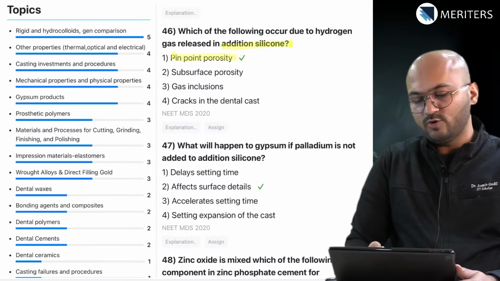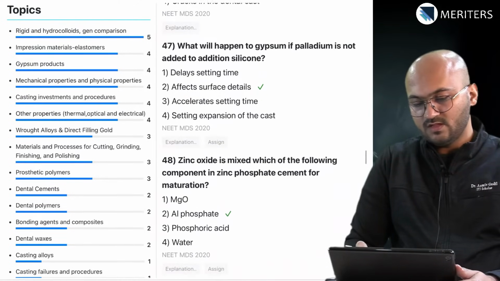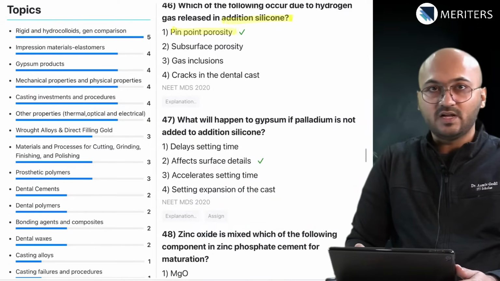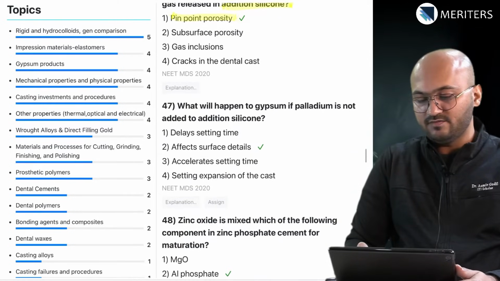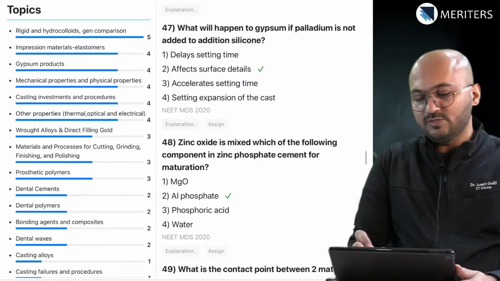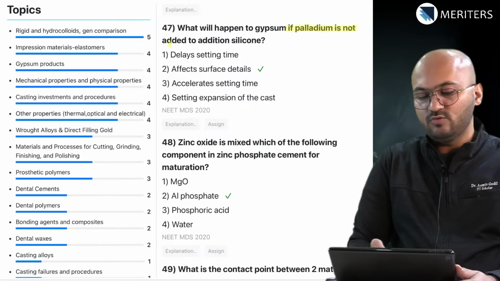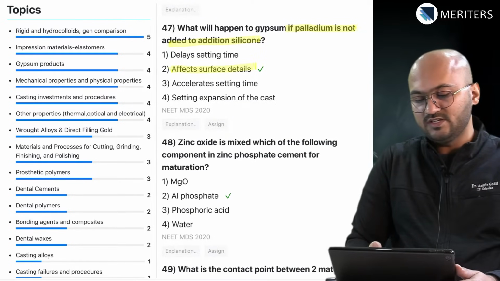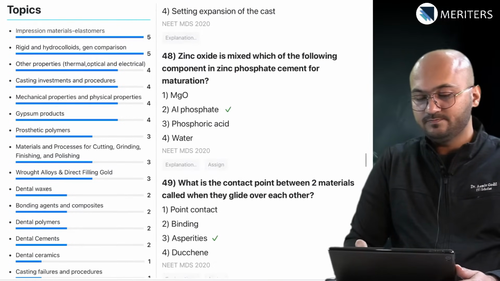Which of the following occurs due to hydrogen gas released in addition silicon? There will be pinpoint porosities on the cast. Now this porosity is different from casting defects, okay, but you can easily get confused. What will happen to gypsum if palladium is not added to addition silicon? It will affect the surface details because hydrogen will be released.